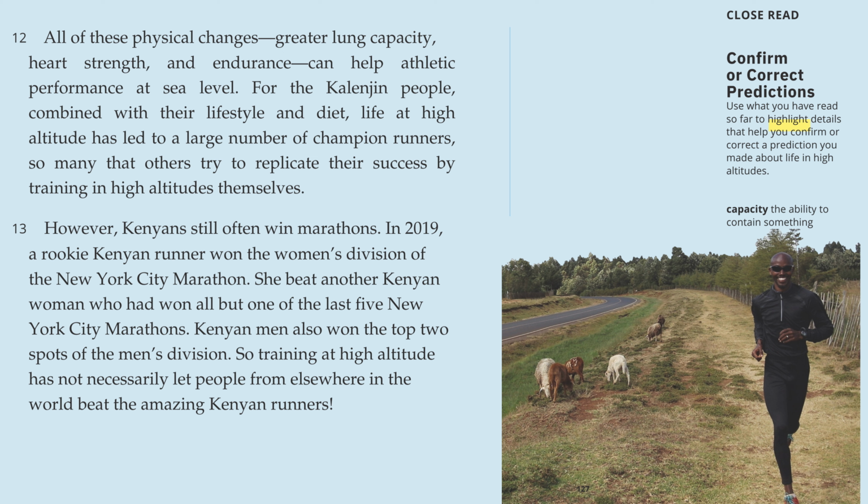All of these physical changes, greater lung capacity, heart strength, and endurance, can help athletic performance at sea level. For the Kalenjin people, combined with their lifestyle and diet, life at high altitude has led to a large number of champion runners, so many that others try to replicate their success by training in high altitudes themselves. However, Kenyans still often win marathons.